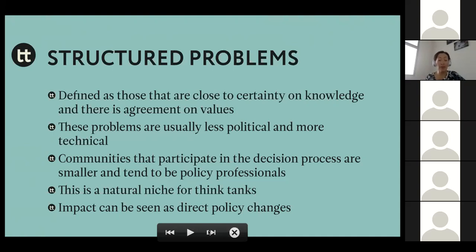And the good thing about structured problems is that because there is so much certainty already, if a think tank is able to achieve some change, they are able to show some concrete policy changes, usually.